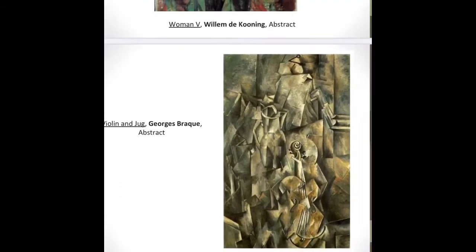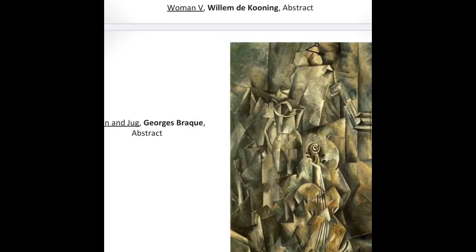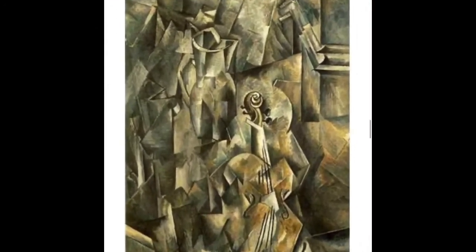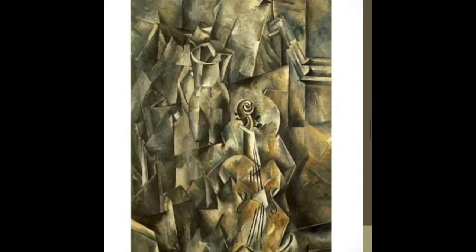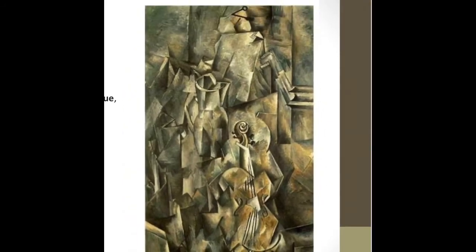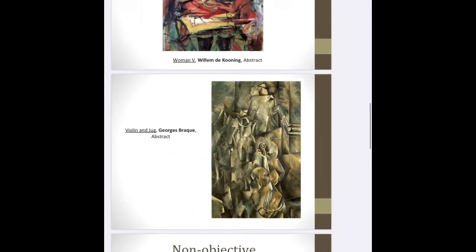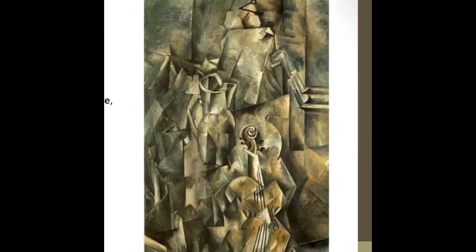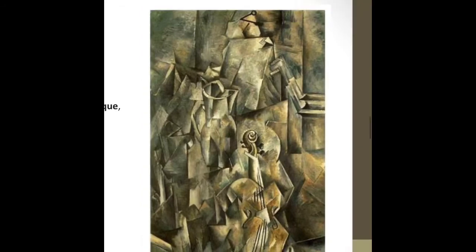Here's another example, Violin Jugs by Georges Braque. We see within all of this cubist layout a violin in the center bottom area. The jug is towards the center, and at the top we see other various forms. So there are things represented in this work, and that is why it is called abstract.